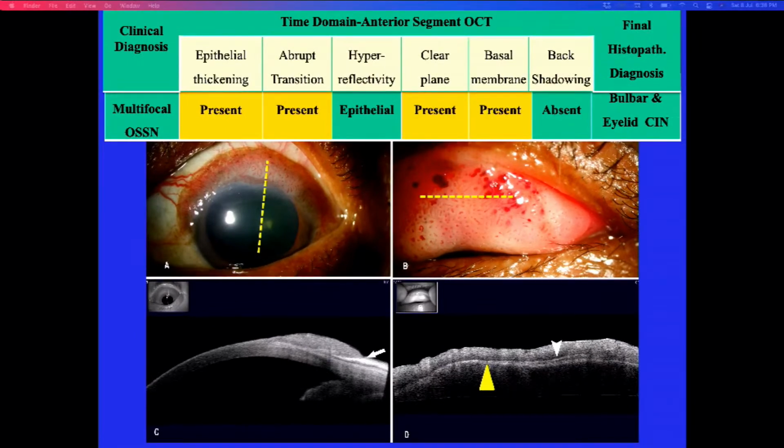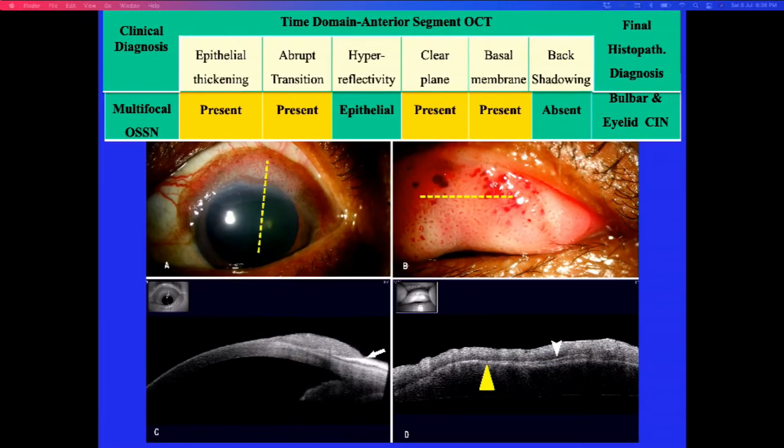We thought that we would try to define some more, and we had this audacious goal: can we use ASOCT to differentiate between intraepithelial versus invasive malignancies? So we defined three new features. One was the clear plane. Number two is a basal membrane that is present, that you see as the yellow arrowhead, more seen in this particular picture. That's where the scan has been taken, shown as a dotted line there. And sometimes we had a significant degree of backshadowing, and that was particularly seen if it was a thick lesion or a leukoplakic lesion.